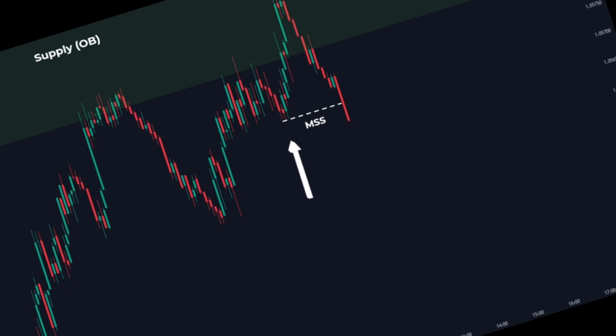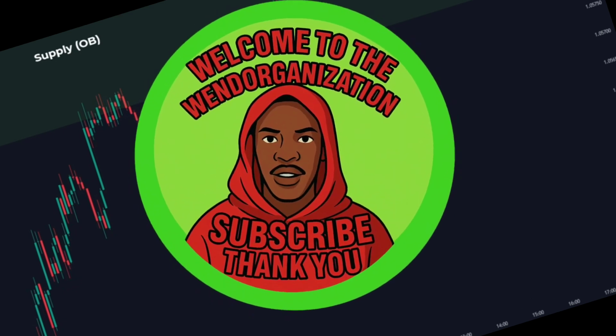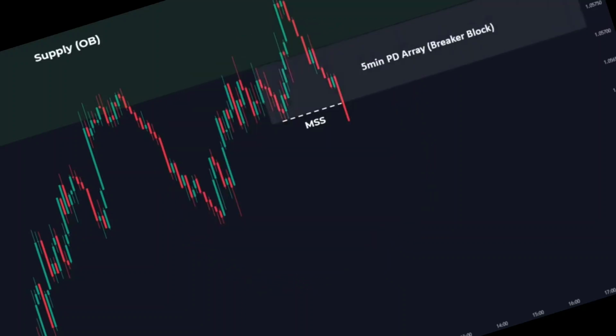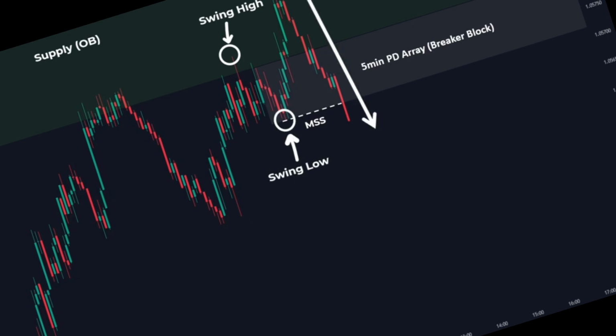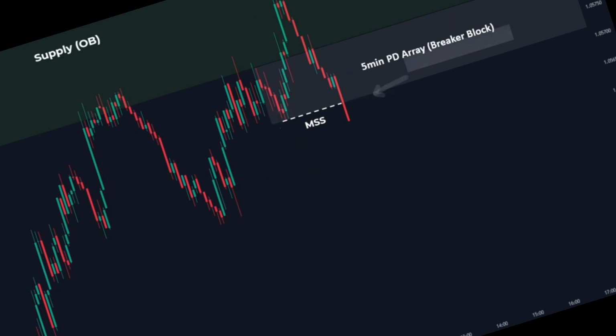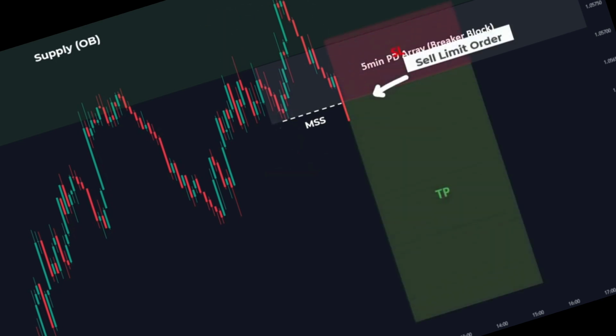Also, we can see that price has created a series of down-close candles. The price formed a swing high, then a swing low, followed by a higher high, before immediately reversing and breaking below the down-close candles. So we have our 5-minute PD array that we were looking for, so we can set a sell limit at its lowest point, aiming for the next clean sweep.